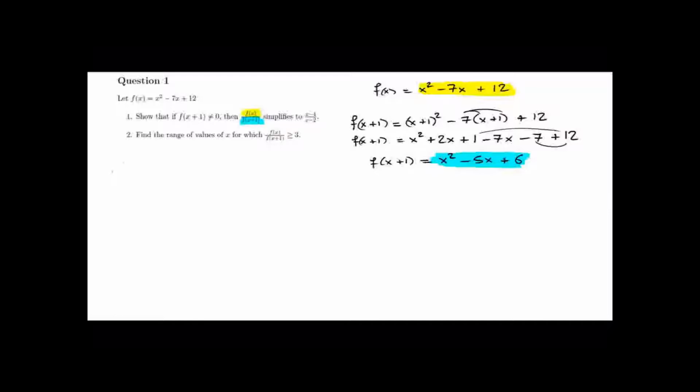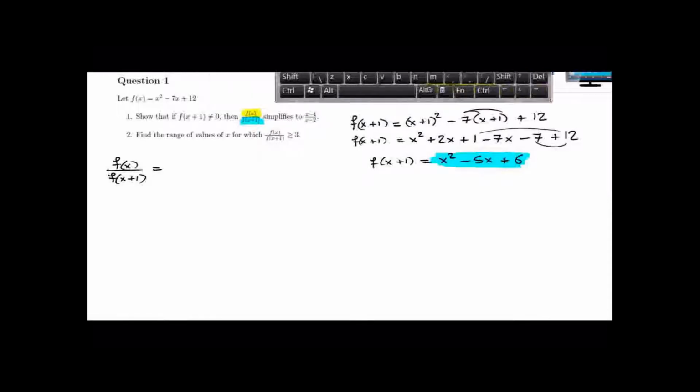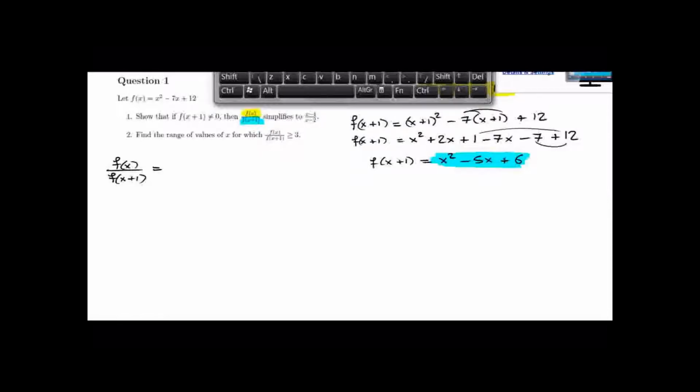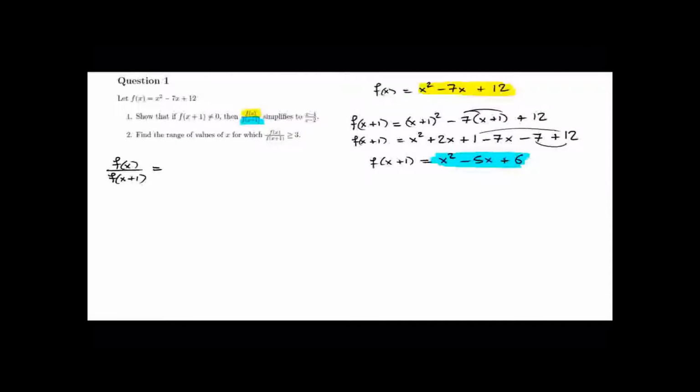So here goes. F of x divided by f of x plus 1 is equal to x squared minus 7x plus 12 divided by x squared minus 5x plus 6. And now what I'm going to do is I'm going to factorize the top and the bottom.